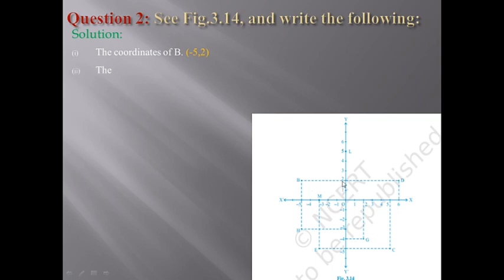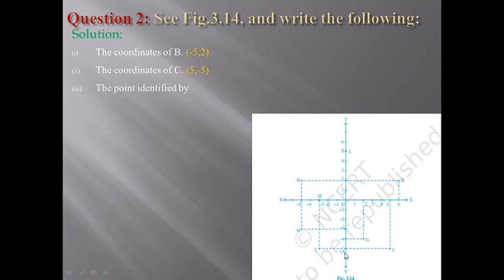Then the next question: the coordinates of C. What are the coordinates of C? See here, on the x-axis it is 5 and on the y-axis it is -5. It means the coordinates of C are 5, -5.